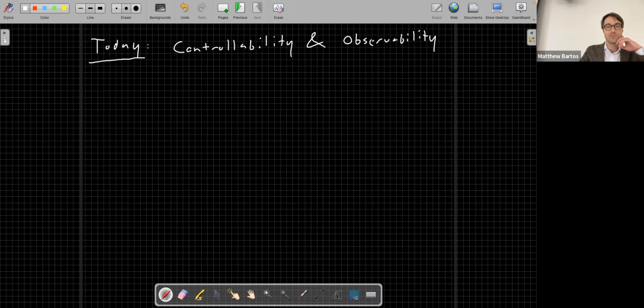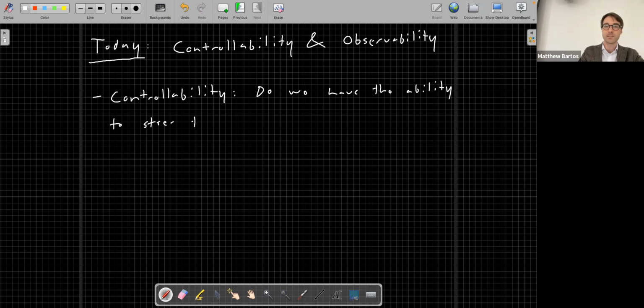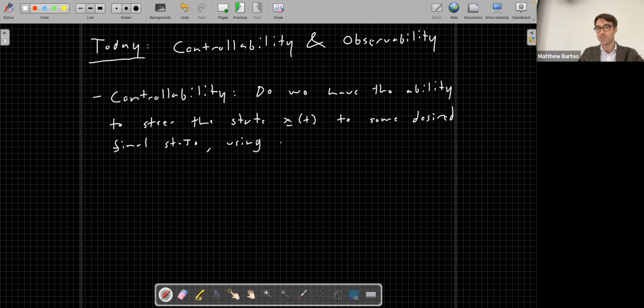Okay, so in particular, we're interested in two interrelated questions. So for controllability, we're interested in, do we have the ability to steer the state of the system to any desired state using some set of inputs? Okay, so do we have the ability to steer the state x(t) to some desired final state using a set of inputs, which I'll just write as u(t). So can we drive the system from some arbitrary initial condition to any desired final state that we want in some finite amount of time?